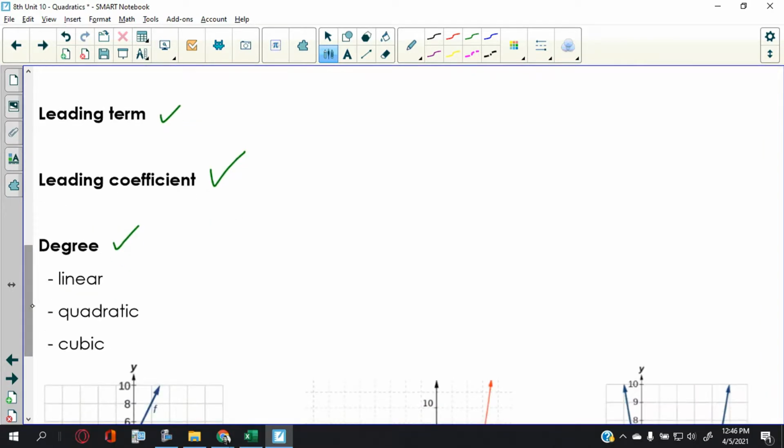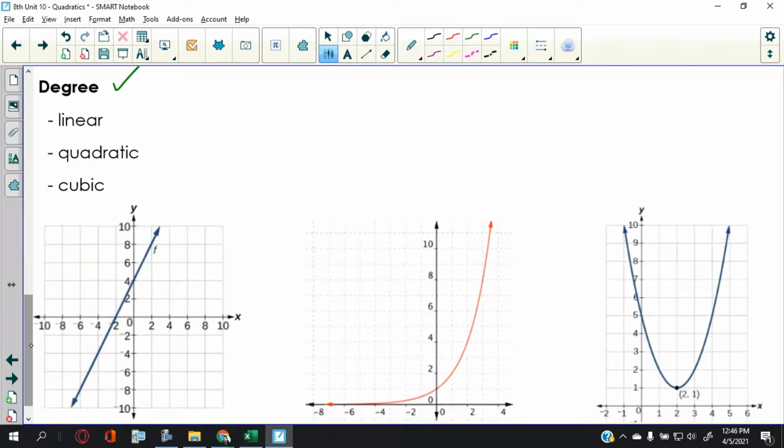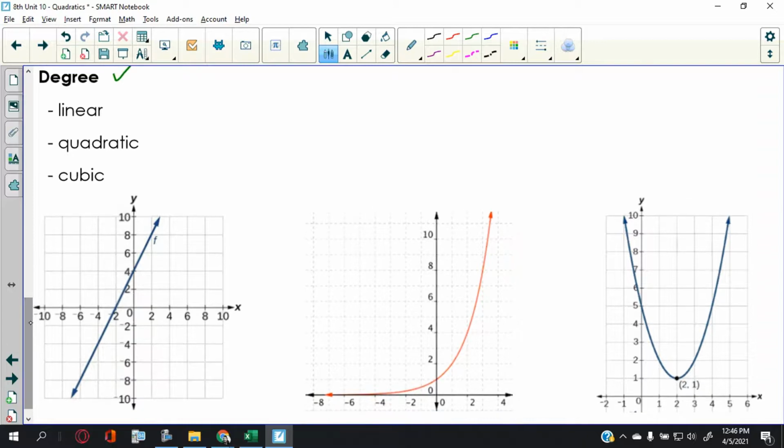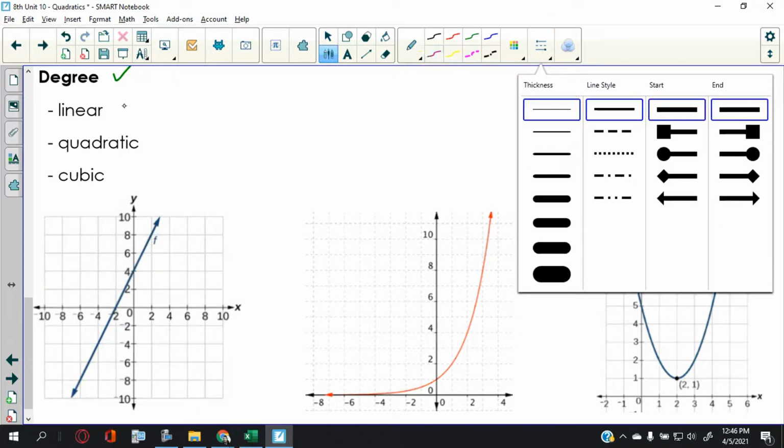Now, that brings us to the last part of the actual lesson for today, which is degree. So what does that mean? Linear, all right? This is going to go to 20 minutes, I just want to tell you that right now. Linear, so this is a straight line.